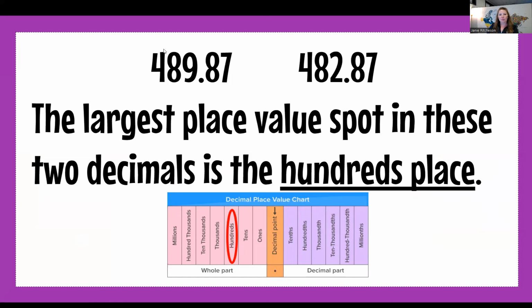Well, you start in the largest place value. Both of those have a 4 in the hundreds place. Then we go to the right, so now we're comparing the eights. Both of them have 8 tens. And so finally, the first digit that's different is the ones place. Since this is 9 ones and this is 2 ones, we know that this number is greater than this number. Or another way of saying that is 489 and 87 hundredths is greater than 482 and 87 hundredths.